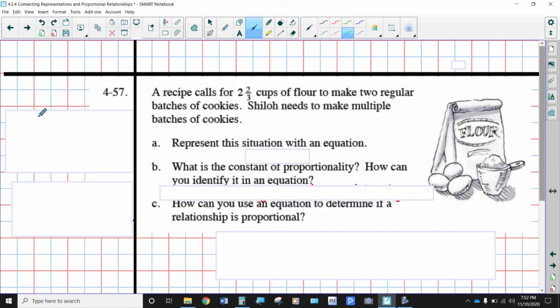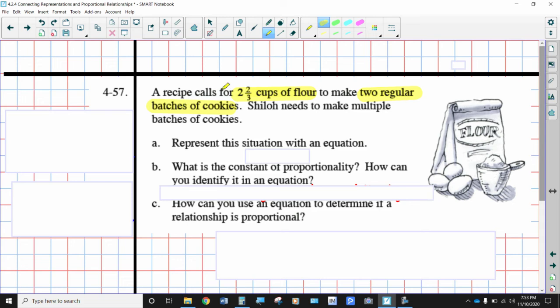Right. I think this one is going to be more about using the rule. So it says a recipe calls for 2 2/3 cups of flour to make 2 regular batches of cookies. Shiloh needs to make multiple batches. So let's figure out what the unit rate is and put that unit rate into an equation so we can use that to find any number of cups of flour for any number of batches.